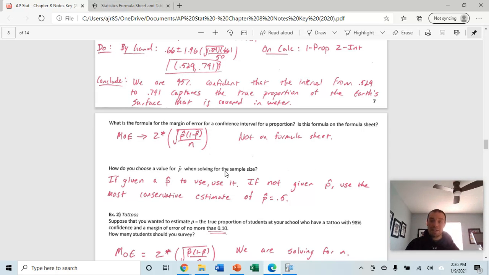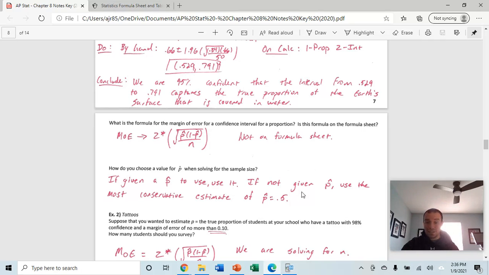Lots of times you're going to be asked a question on almost every AP exam. It's either a multiple choice or a free response, where you'll be asked to solve for the minimum sample size given a certain margin of error. Sometimes in those problems, they don't give you a p hat to use. If they give you one, then use it. If they don't, we always use the most conservative estimate for p hat, which is 0.5, which would lead to the largest possible sample size that you can get. You'll see what I'm talking about when we look at the next example.